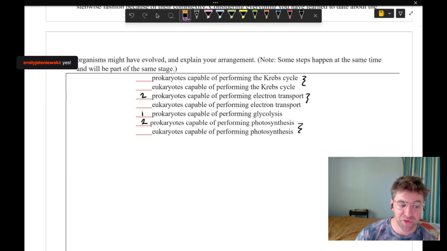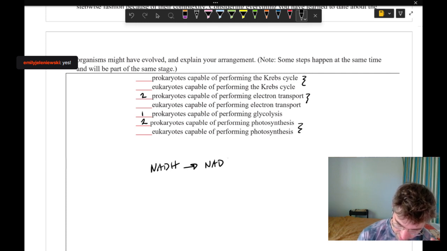Electron transport is required to convert NADH to NAD plus, which is important for a lot of these metabolic pathways or for the Krebs cycle. Because glycolysis produces 2 net ATP and 2 NADH, the addition of electron transport represents an advantage here. Organisms can then gain 8 net ATP from glycolysis plus electron transport.